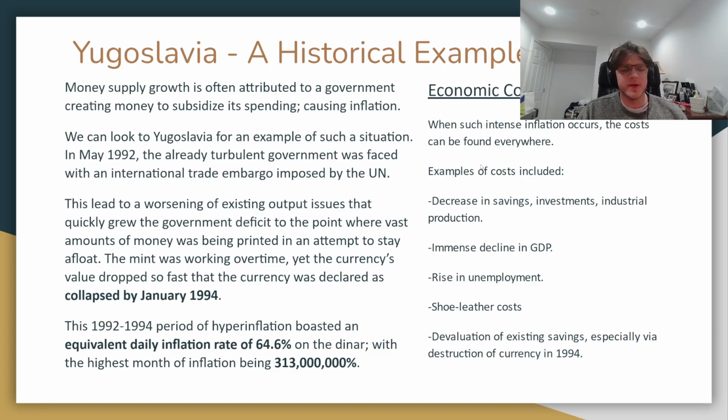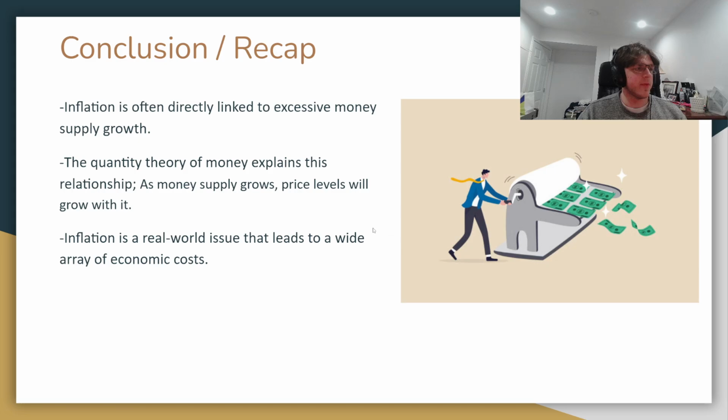When this type of inflation occurs, economic costs can be found everywhere. These include a decrease in savings, investments, and industrial production, a decline in GDP, a rise in unemployment, shoe leather costs of course, and then the devaluation of existing savings, especially in this case with the currency being destroyed. So savings aren't exactly helpful there.